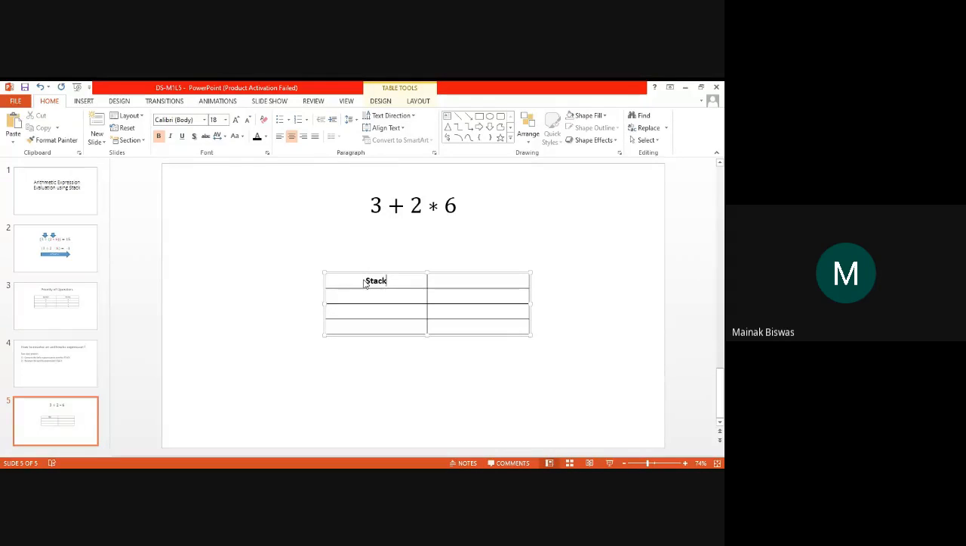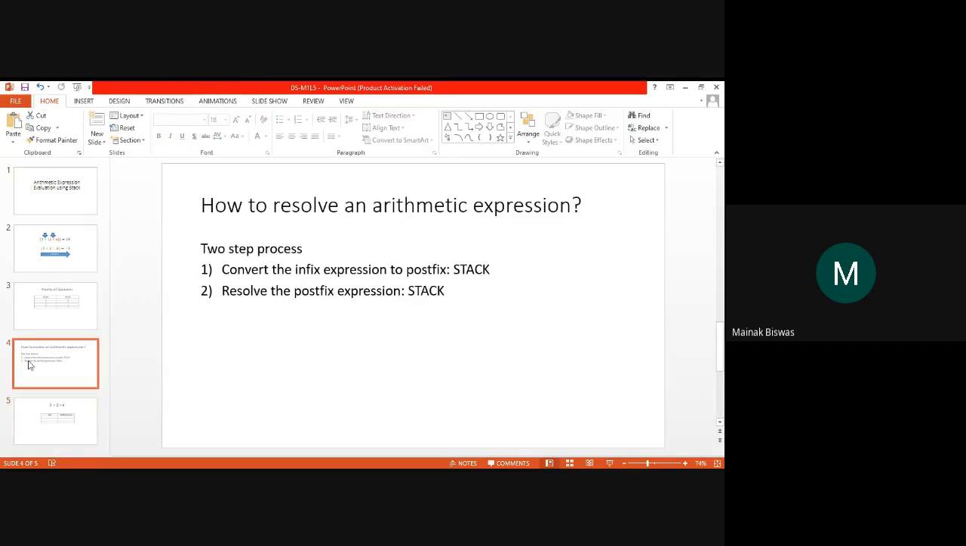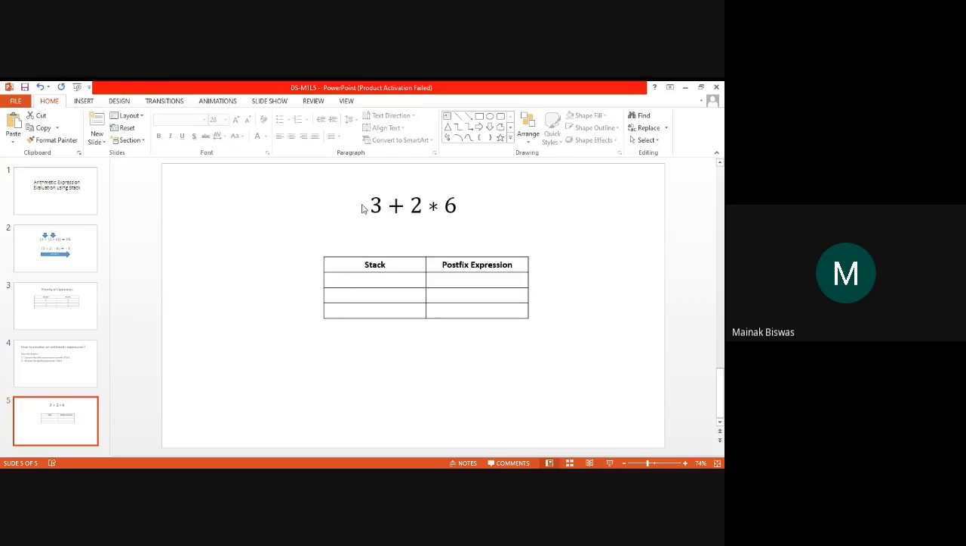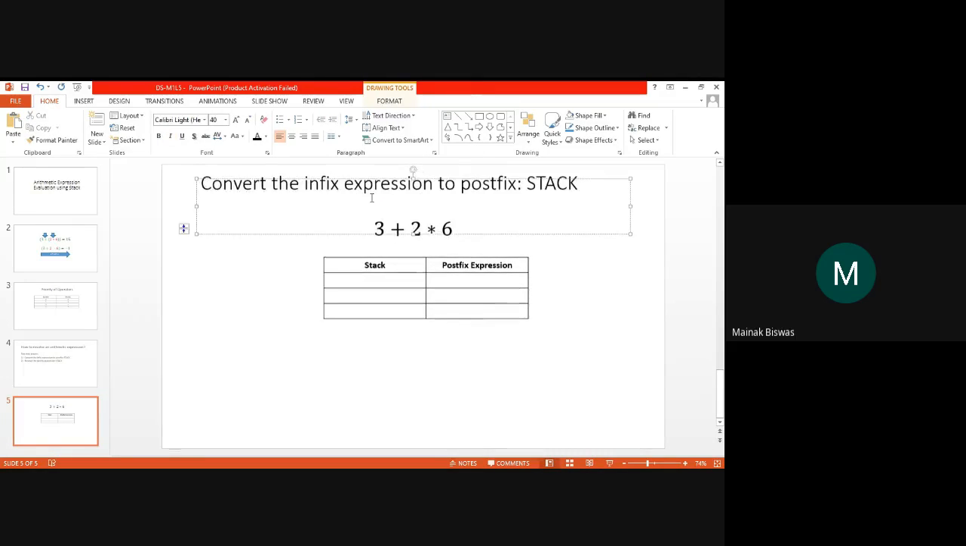This is our stack, and this is our postfix. Now, this is step one: convert the infix to postfix.